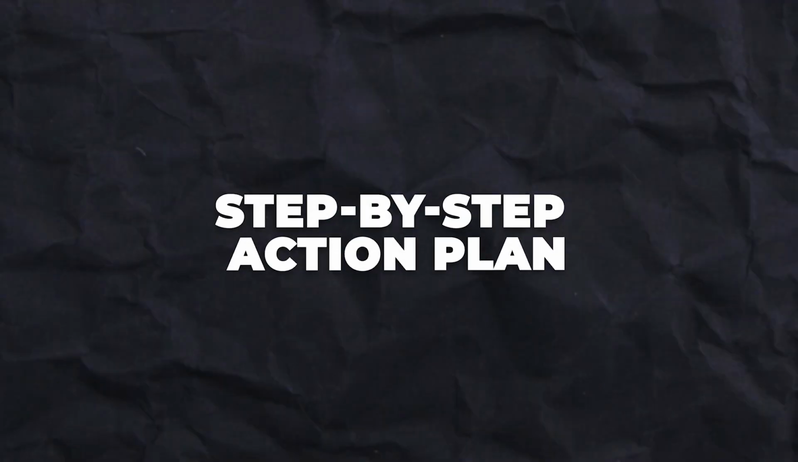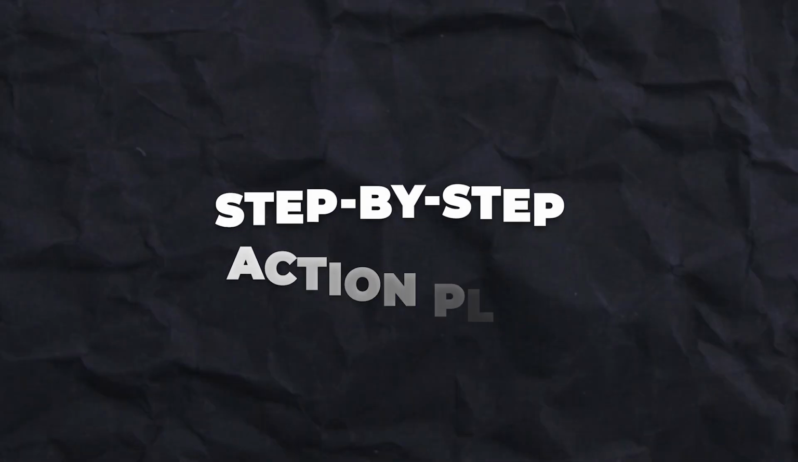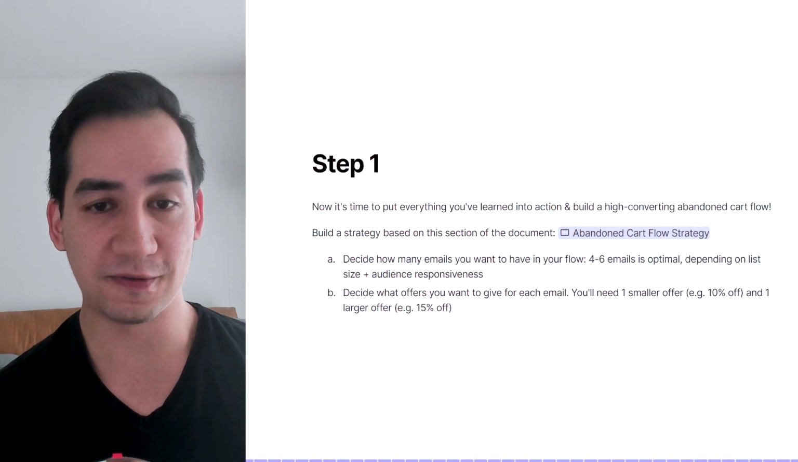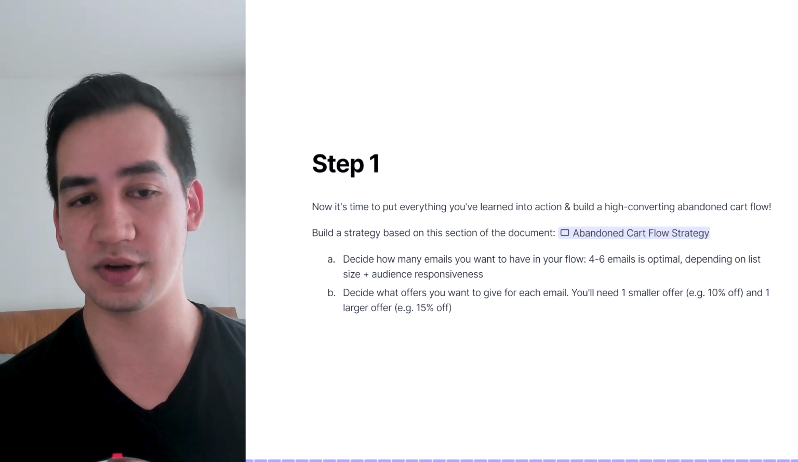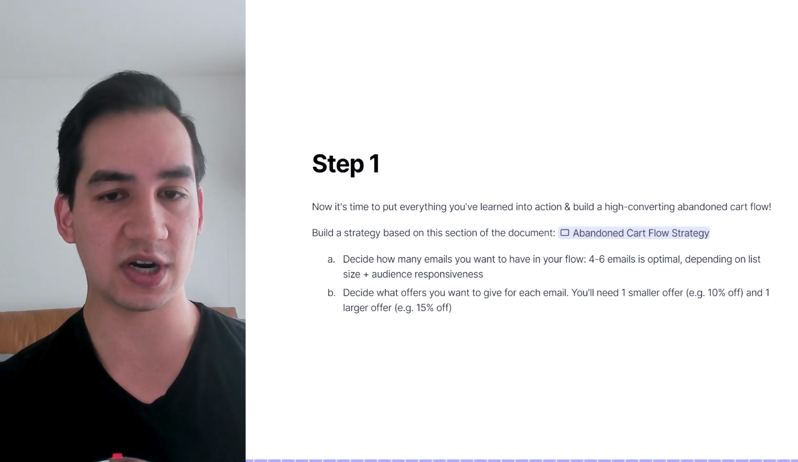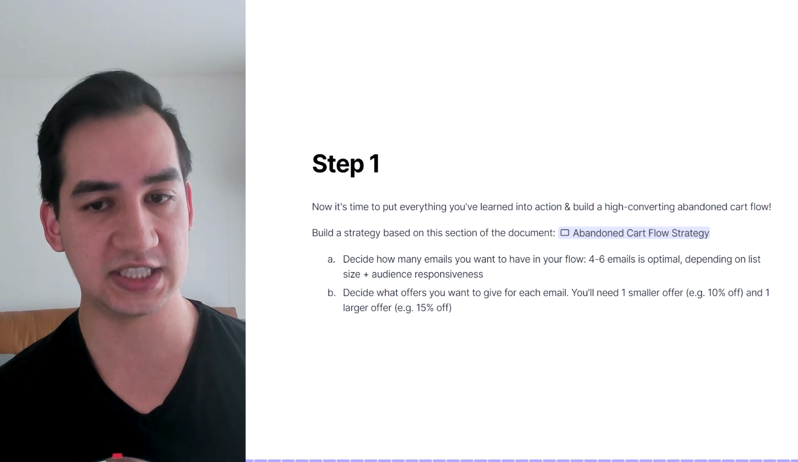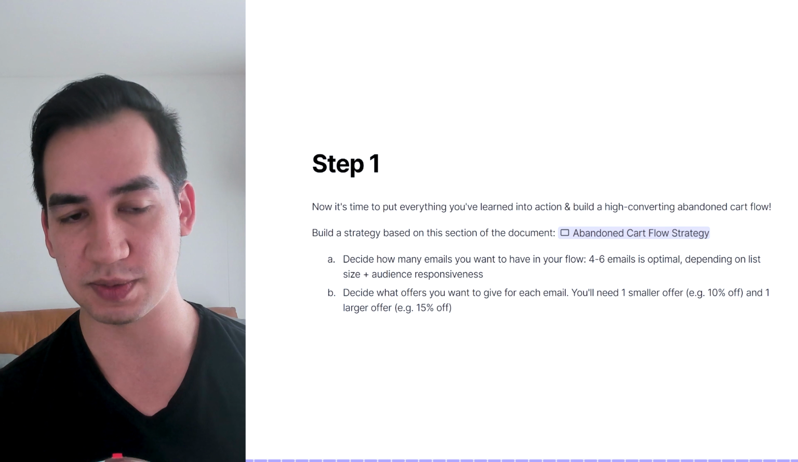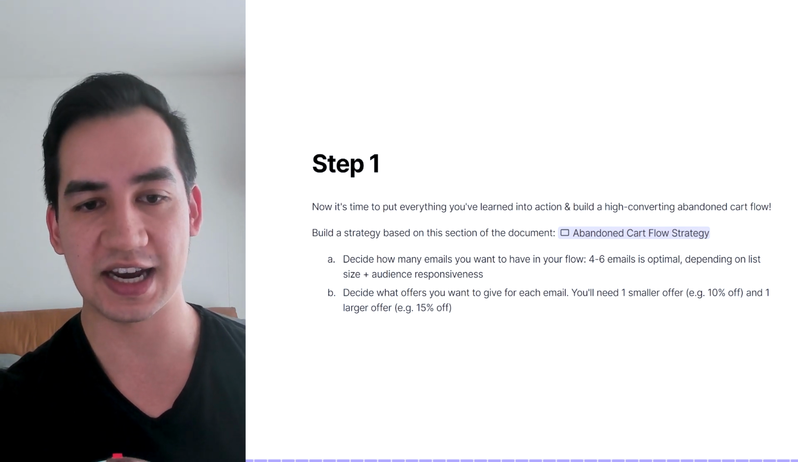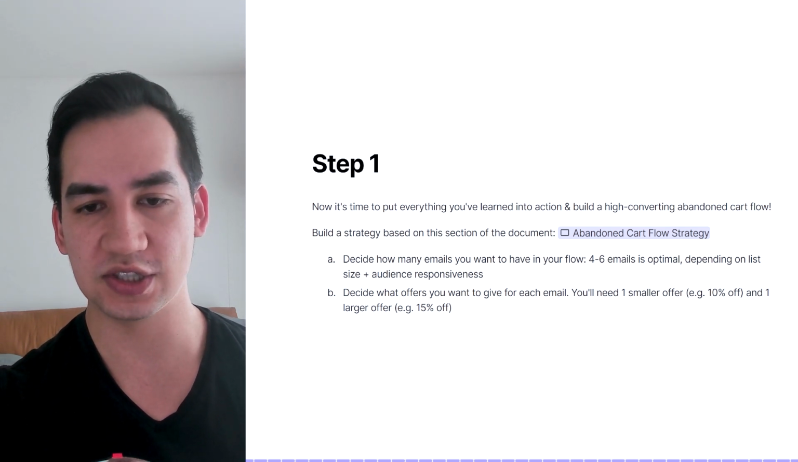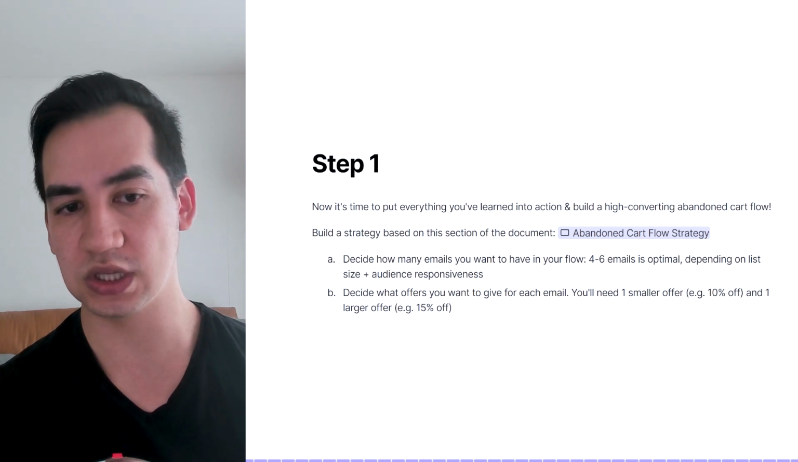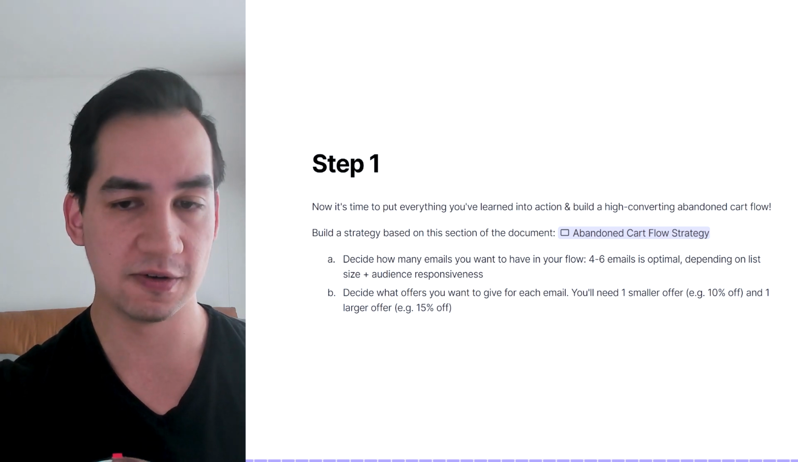Now, this is the step-by-step action plan of putting all this together. Step one, you need to build the strategy based on the first section of this document. Number one is deciding how many emails you want to have in your flow. Anywhere between 4 to 6 emails is optimal, and this will again depend on the list size plus audience responsiveness. Number two, you need to decide what offers you want to give for each email. You're generally going to need one smaller offer, for example 10% off, and one larger offer, for example 15% off.